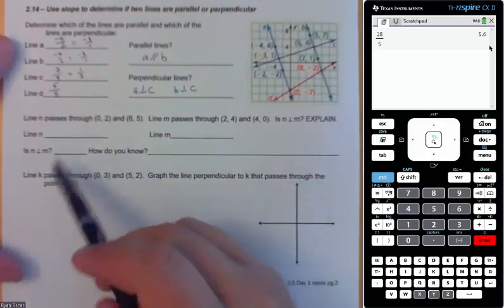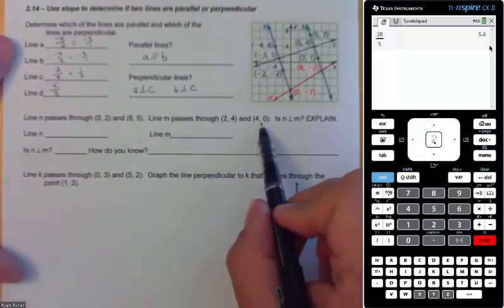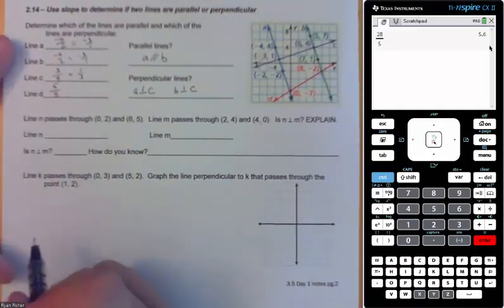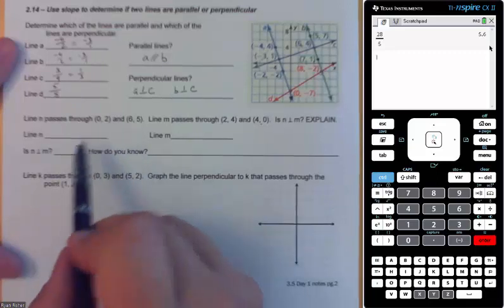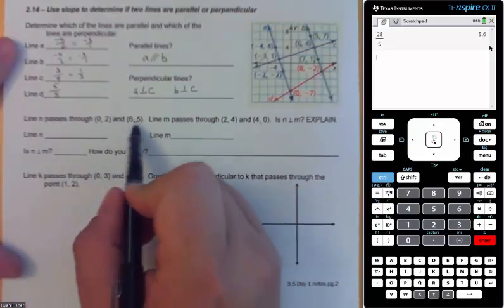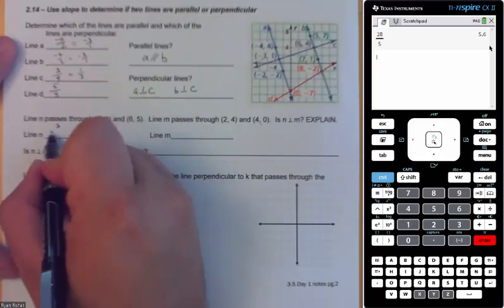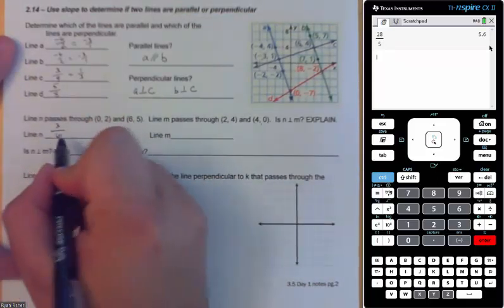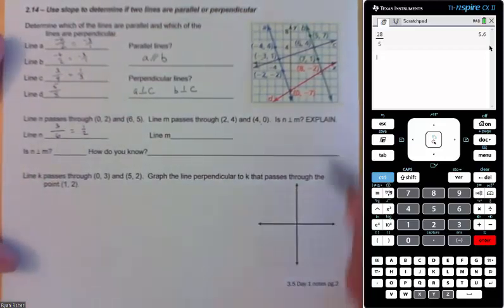Okay, a new line. N passes through these two coordinates. M passes through these two. Are they perpendicular? Well, let's find their slopes and answer that. Again, I'm just going to find the changes and write them as a ratio. From one point to the other, y goes from 2 to 5, so that's a change of up 3. X goes from 0 to 6, that's a total of going up by 6. And 3 over 6 reduces to 1/2.